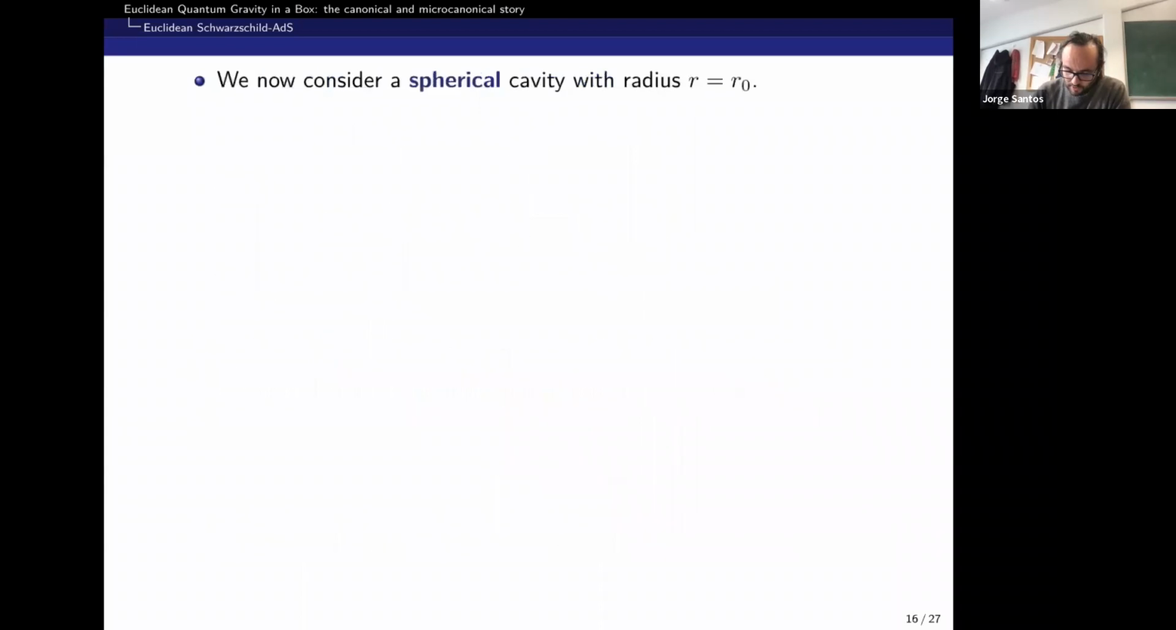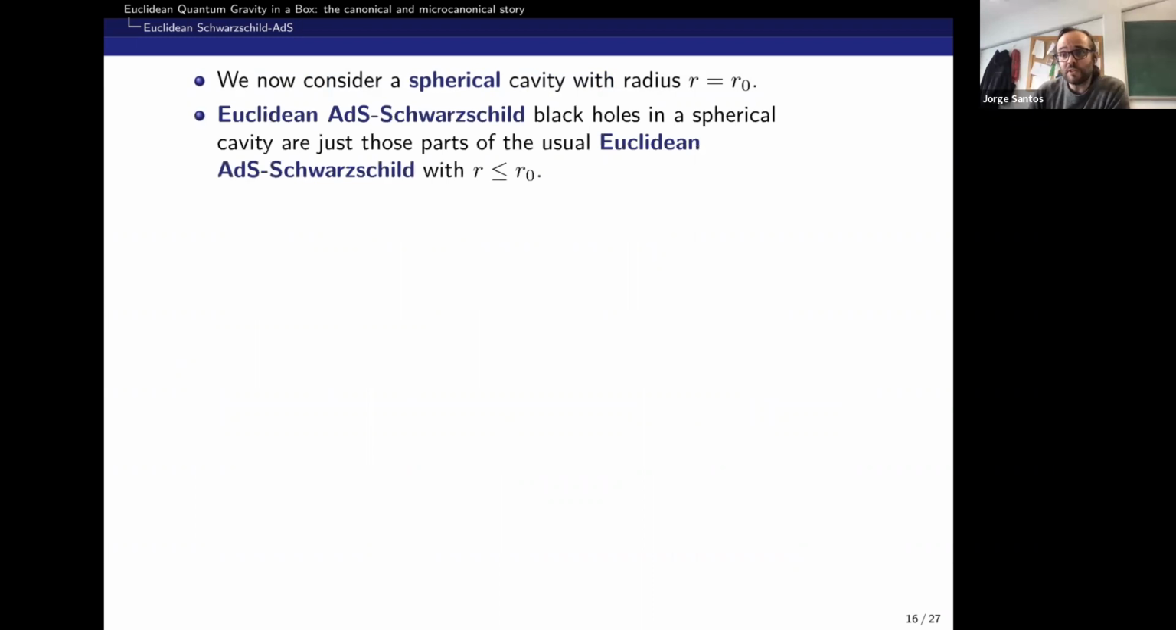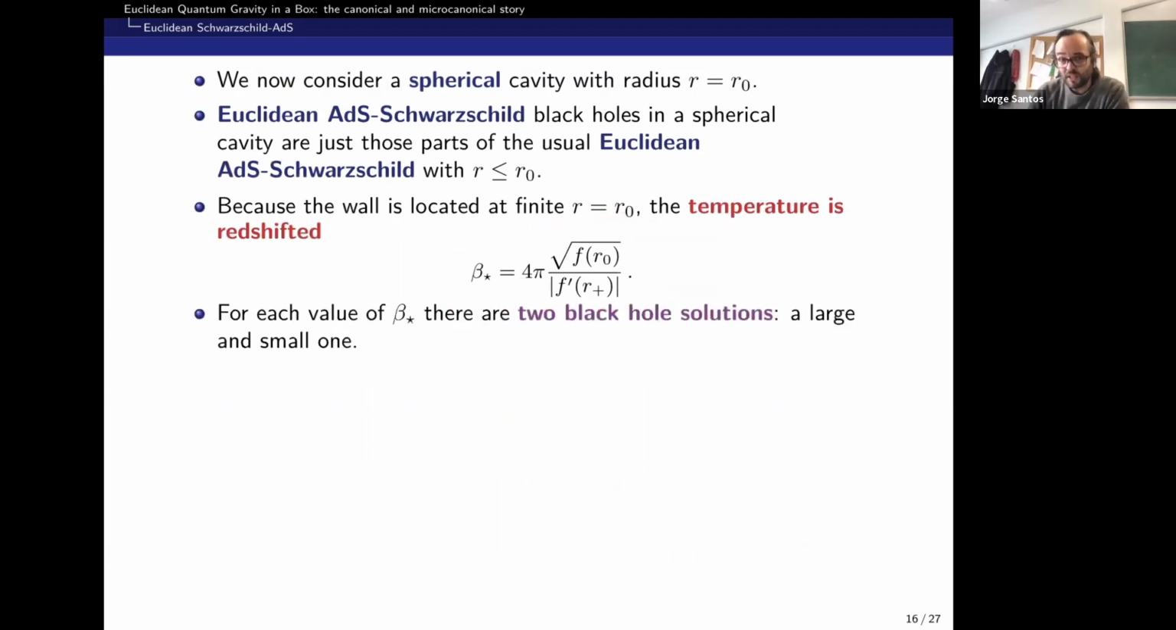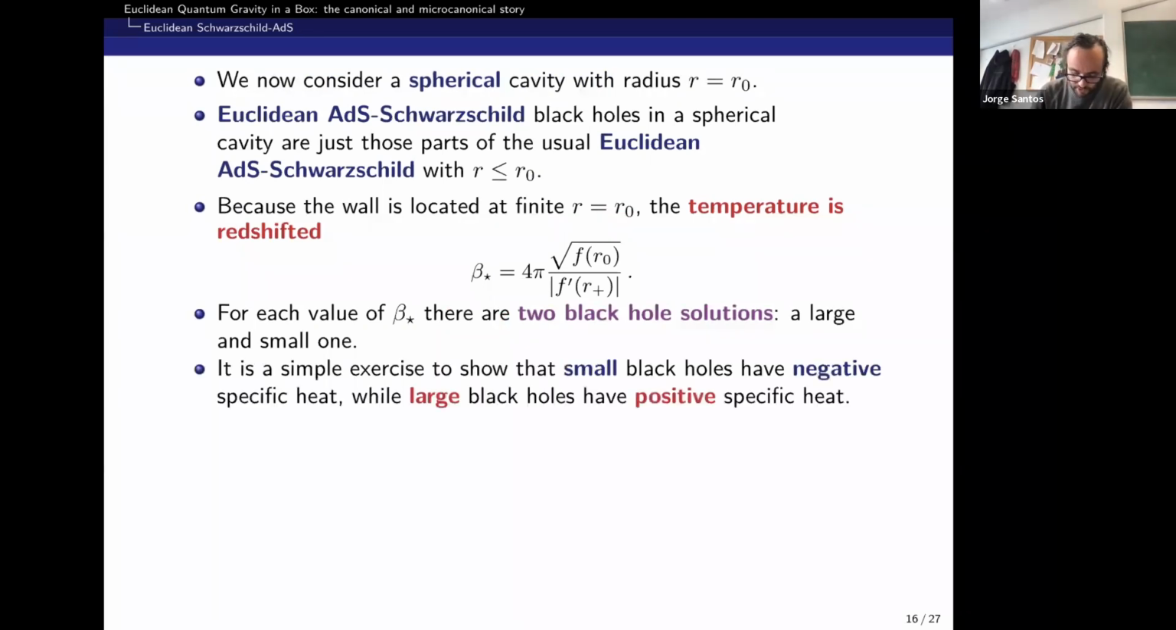Now let us introduce a cavity. If you introduce a cavity, then you don't consider all of that line element. You just consider that line element restricted to r smaller than r_0. And now the temperature is redshifted. There's this pesky factor of r_0 there, because the temperature is redshifted. This is a standard calculation that we give our undergraduate students to do. For every fixed value of beta star, there are two black holes, a large and a small one. The large black hole has a positive specific heat, the small black hole has a negative specific heat.